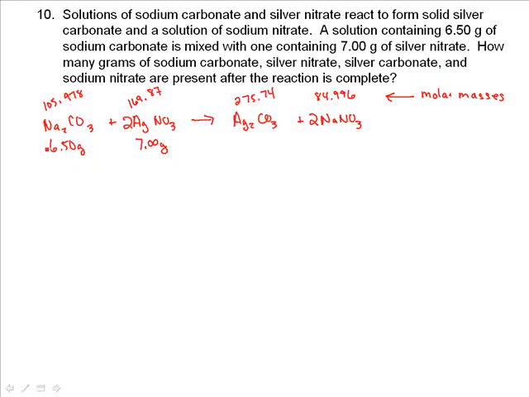And what is it we want to know? We know that initially we are starting with this much and we don't have any of our product. And the question is asking how much of each compound is left after the reaction is complete. So we are trying to find out how much of each of these. So this is a limiting reagent problem, but whichever one is in excess, we're going to have some of it left over. Alright, so let's find out what the limiting reagent is first.